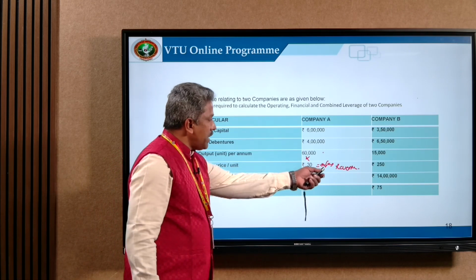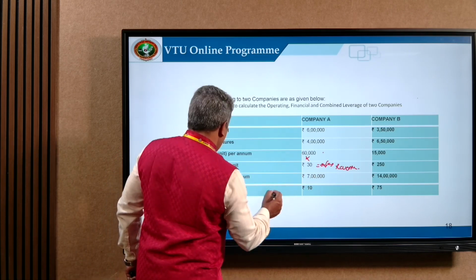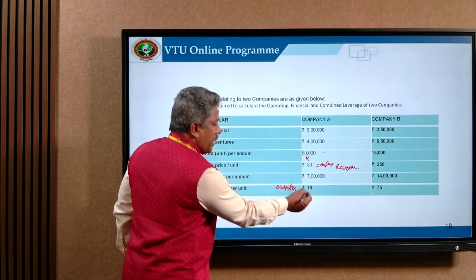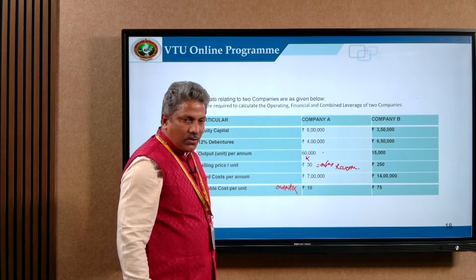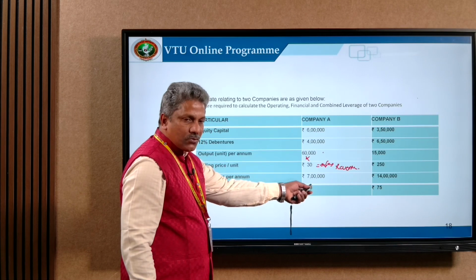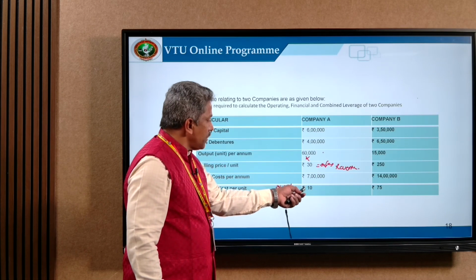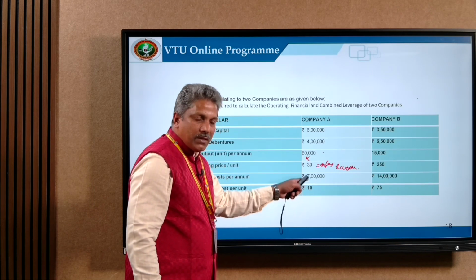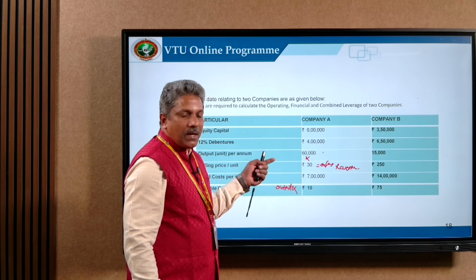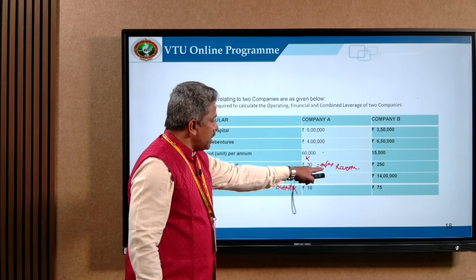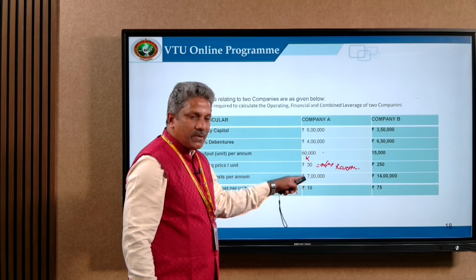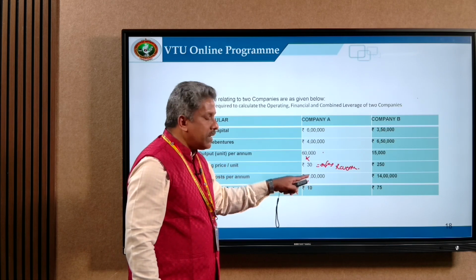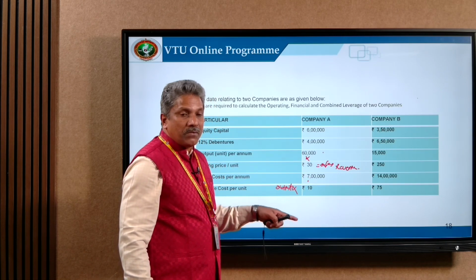From this sales revenue, this output multiplied by variable cost gives the total variable cost. Then fixed cost is given as 7 lakh rupees. Sales revenue minus total variable cost gives the contribution. Then from that contribution, if you deduct fixed cost, we get the EBIT.